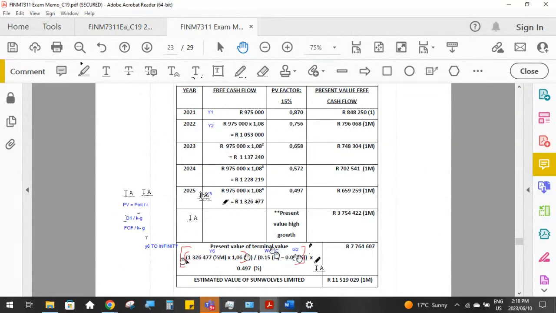We then want to present value that amount to today's money. So this is the value as at the beginning of year 6. We want to know what its present value would be over here at the beginning of 2021, which is why we then multiply that by 0.497, which is the same present value factor that we used for year 5.